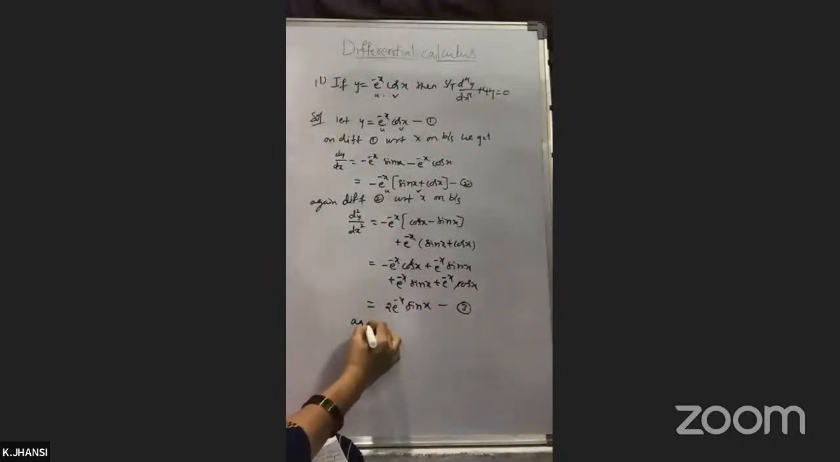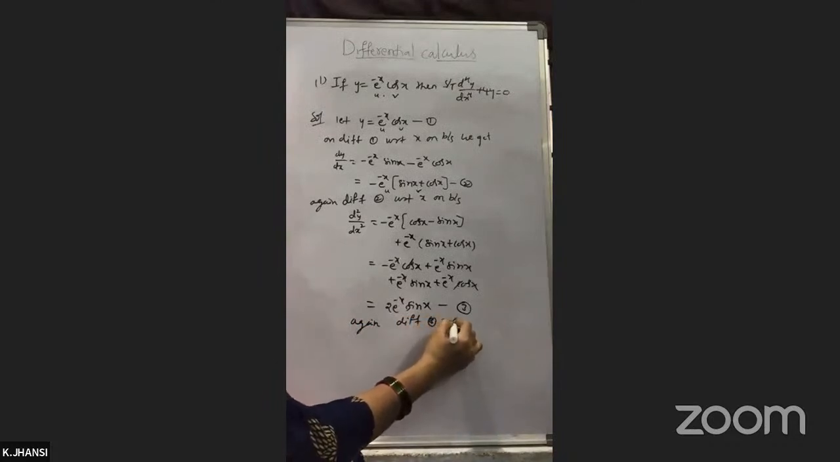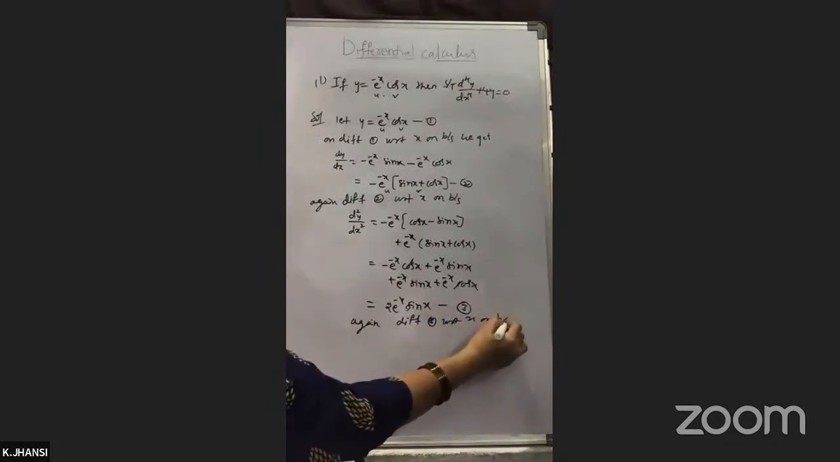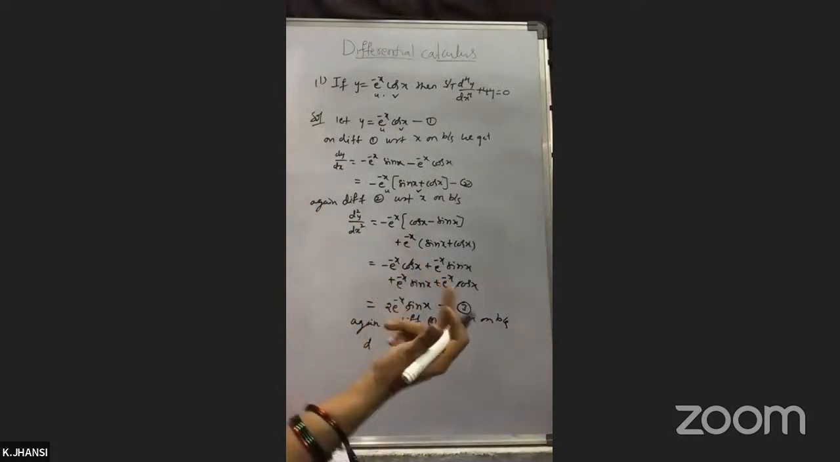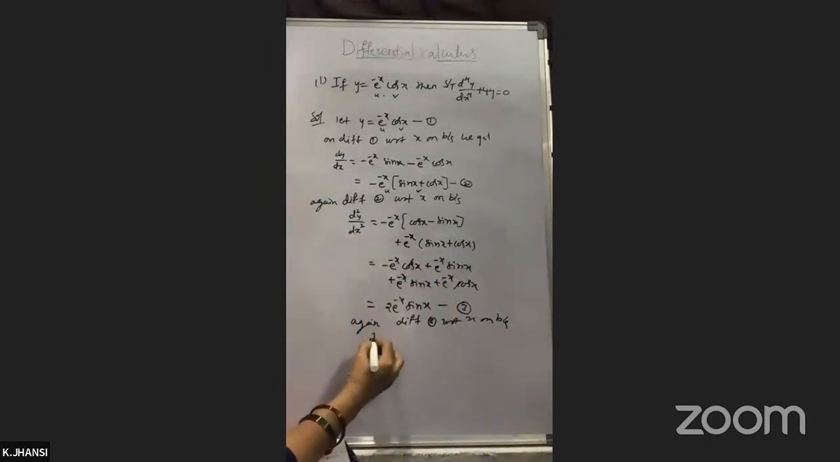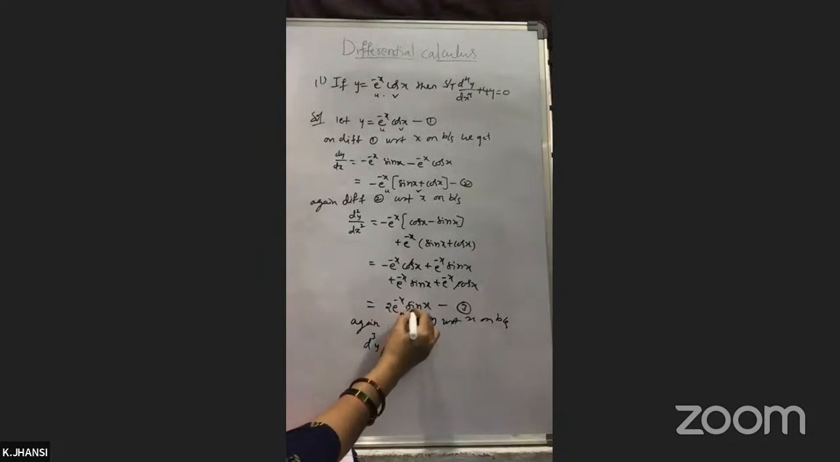Now you write again differentiating 3 with respect to x on both sides. Okay, so what you'll get, third order. So in the given question, he is asking to find the fourth order. So 4 times you have to do the differentiation. Okay, next third time means d cube y by dx cube equals to, again this is uv.